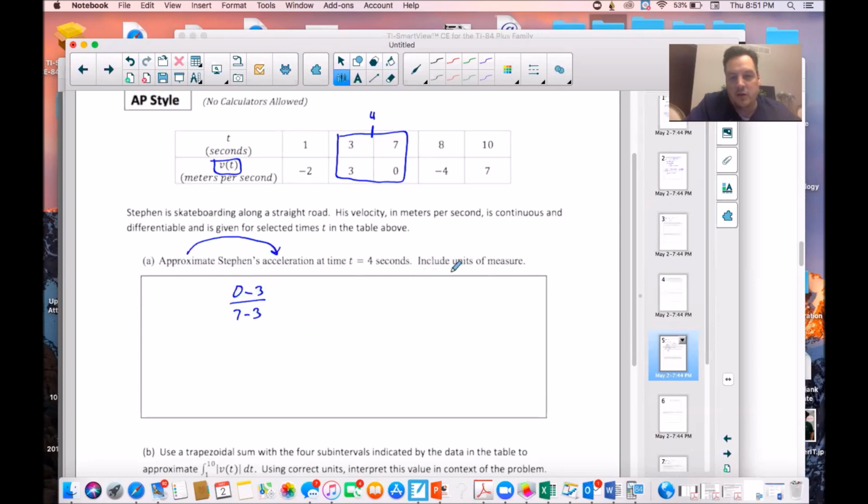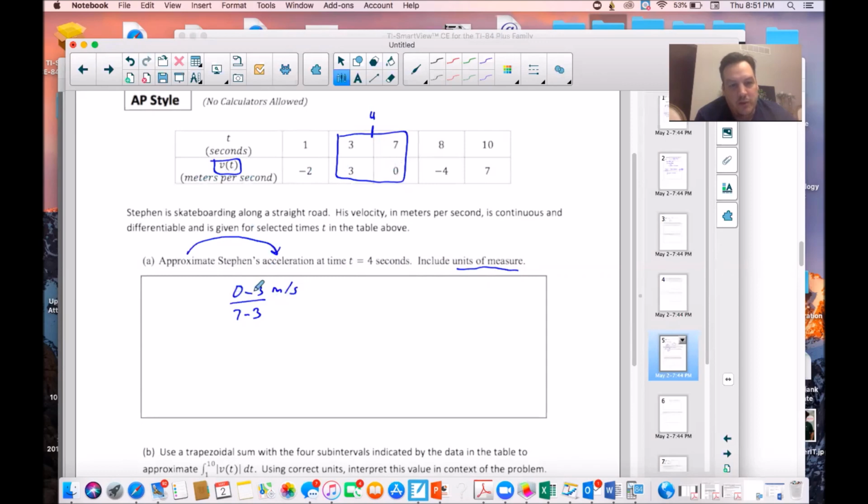And then it says include units of measure. I always think this is the point that sometimes students miss for no reason, and I think it's because you overthink it. When you're doing a difference quotient like we did and you want the units, think about the 0 and the 3. The units for those two numbers were meters per second, right?